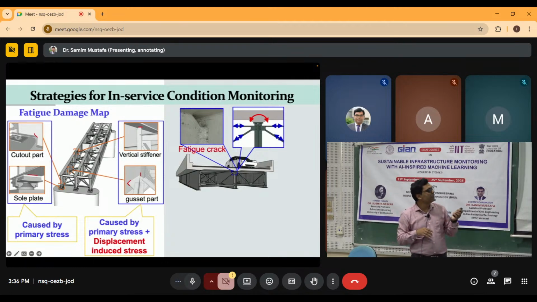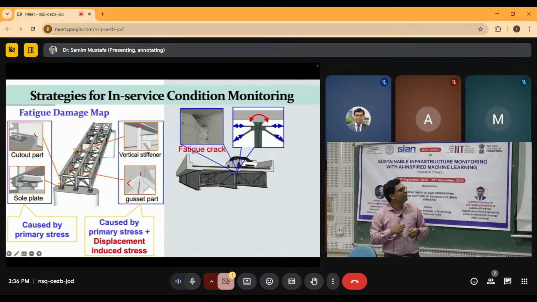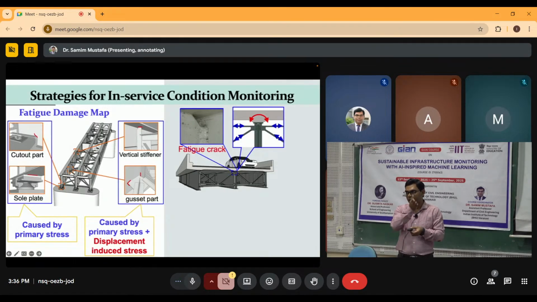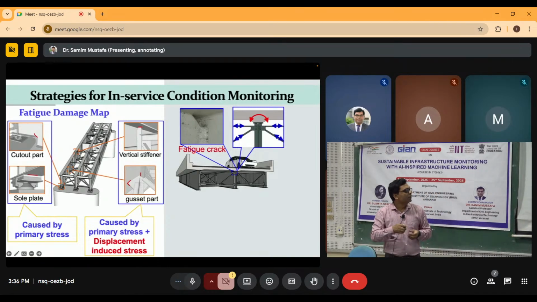For this type of bridge, what are the possible areas? One is the cutout near the bearing, then the sole plate. At the top of the bearing there is a sole plate, and this type of fatigue damage occurs there. Then also the upper end of the vertical stiffener. Then at the lower part we have the gusset plate, which we use to connect various types of bracing and members, the web of the lower flange or the web of the stiffener. So these connections are the hotspots for fatigue damage.